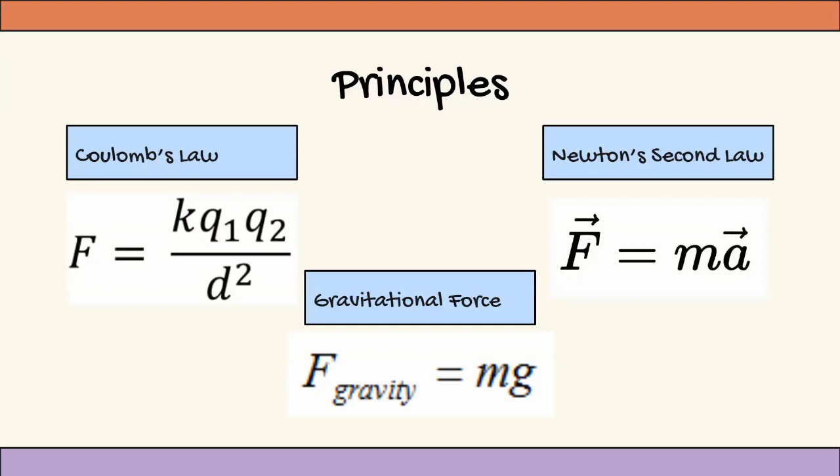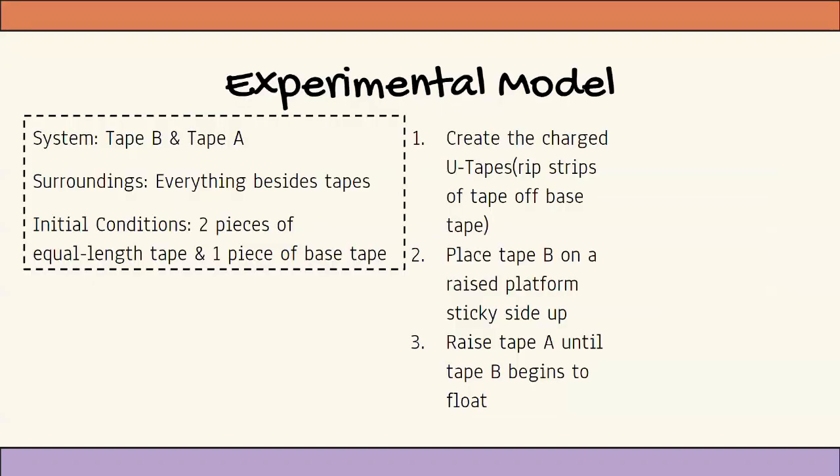We use three main principles of physics. Coulomb's law, which showed that the electric force from a charged object is equal to the constant k times the charge of the two objects divided by the distance squared. Newton's second law that showed that the force is equal to the mass times acceleration, which is then shown in the force of gravity, F equals mg. We're using these principles because they are the two forces that are acting on the tape B, and we will use them to find the exact charge of the tape.